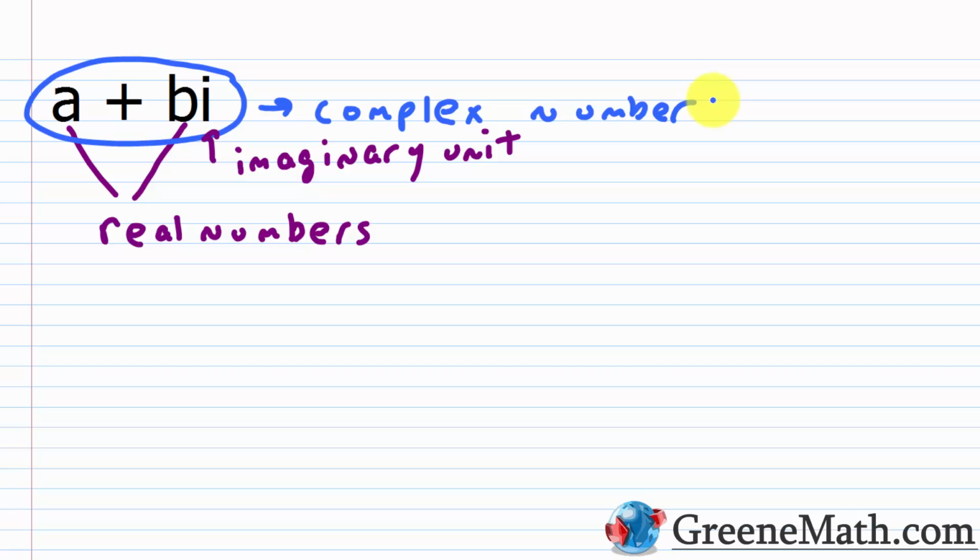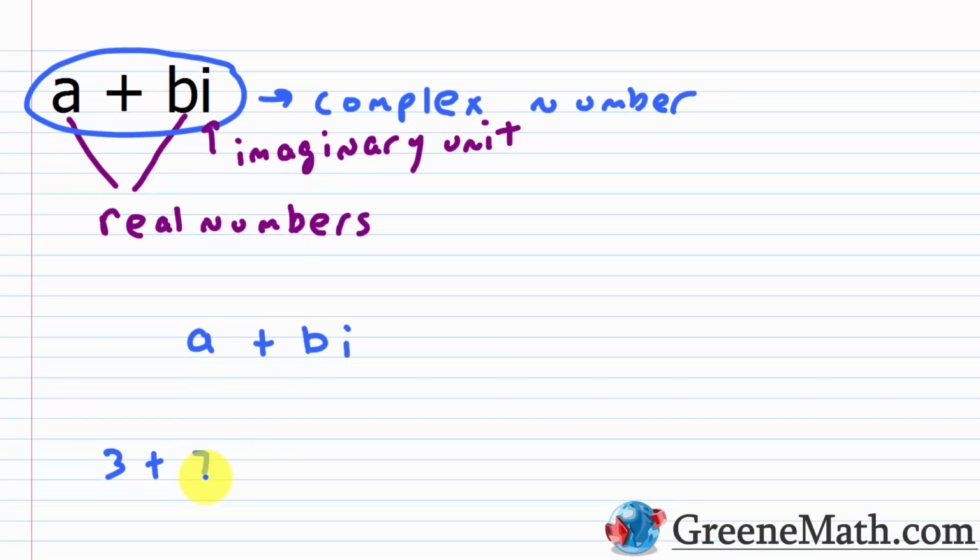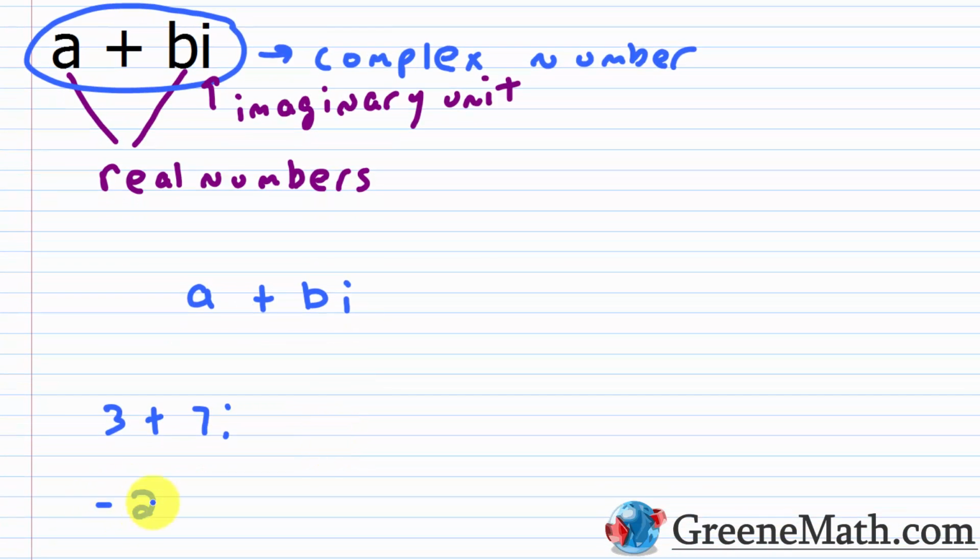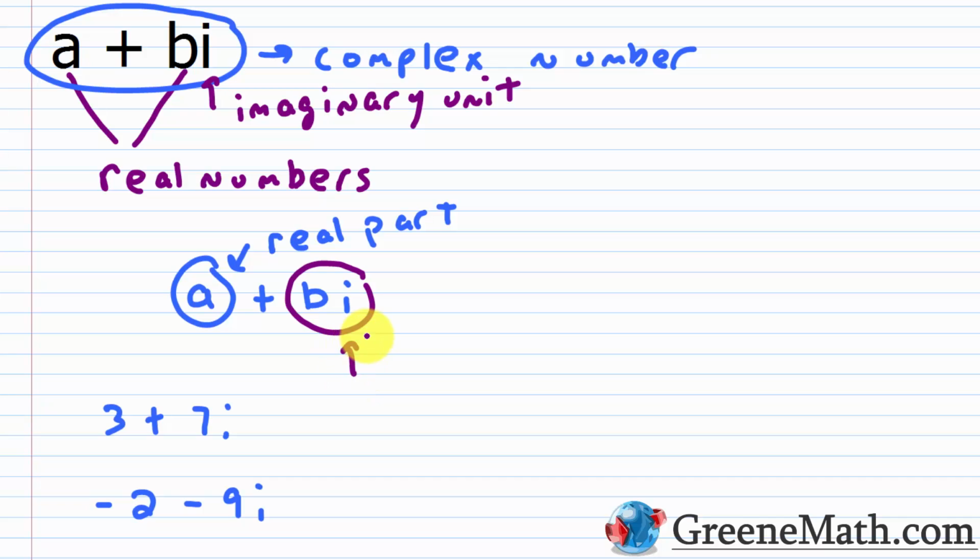Now, in your textbook, when you see something written as a, some real number, plus b, another real number, multiplied by i, the imaginary unit, this is known as standard form for a complex number. So something like 3 plus 7i, or something like -2 minus 9i, and so on. This is in standard form. You want the real part, which is this part right here, because it only consists of a real number. And then this bi part, is last. This is your imaginary part.